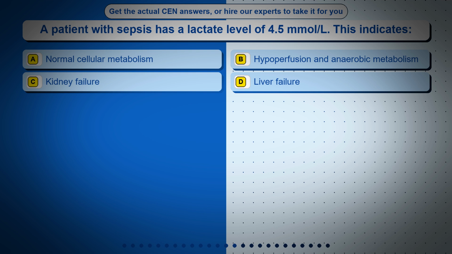Question 14. A patient with sepsis has a lactate level of 4.5 mmol/L. This indicates Option A, normal cellular metabolism. Option B, hypoperfusion and anaerobic metabolism. Option C, kidney failure. Option D, liver failure.